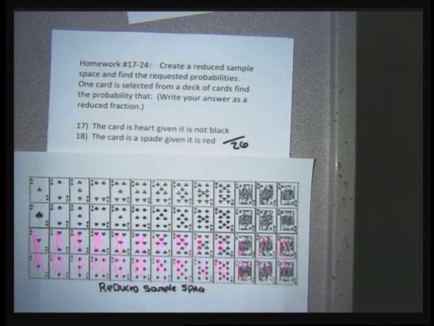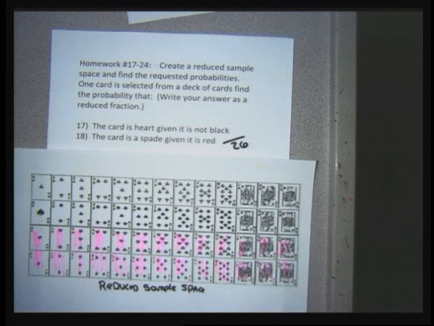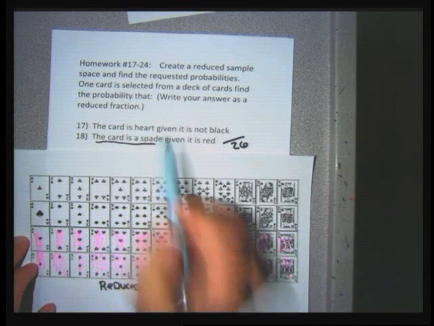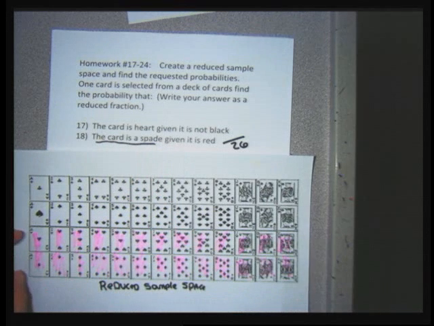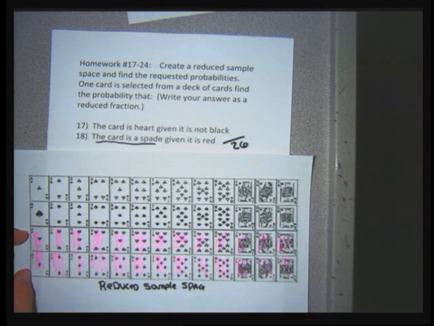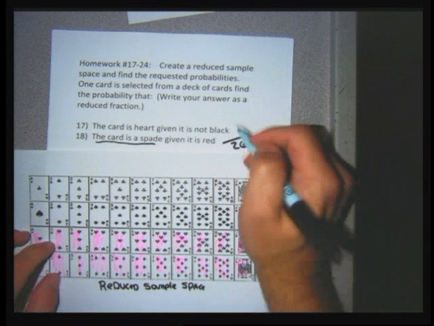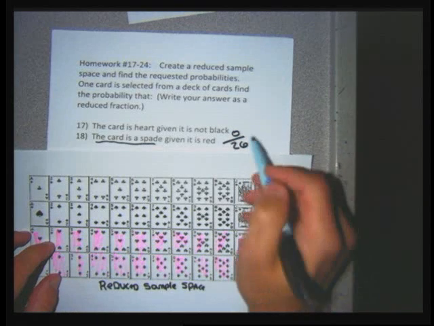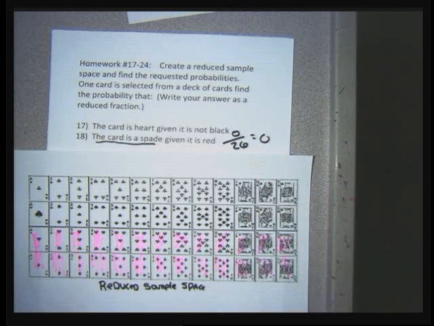The numerator needs to be the number of items that are marked in pink, that's my reduced sample space, that fit the criteria. And the criteria is the card is a spade. Well, if I look at all the cards that are marked in pink, they're either hearts or diamonds. None of them are spades, so the numerator is going to be 0. So this is going to be 0 over 26. The probability is going to be 0.